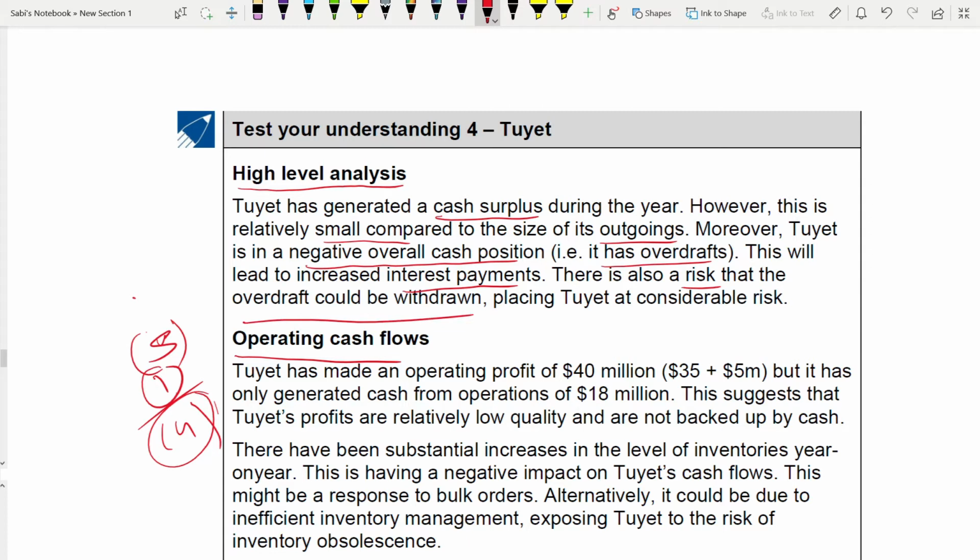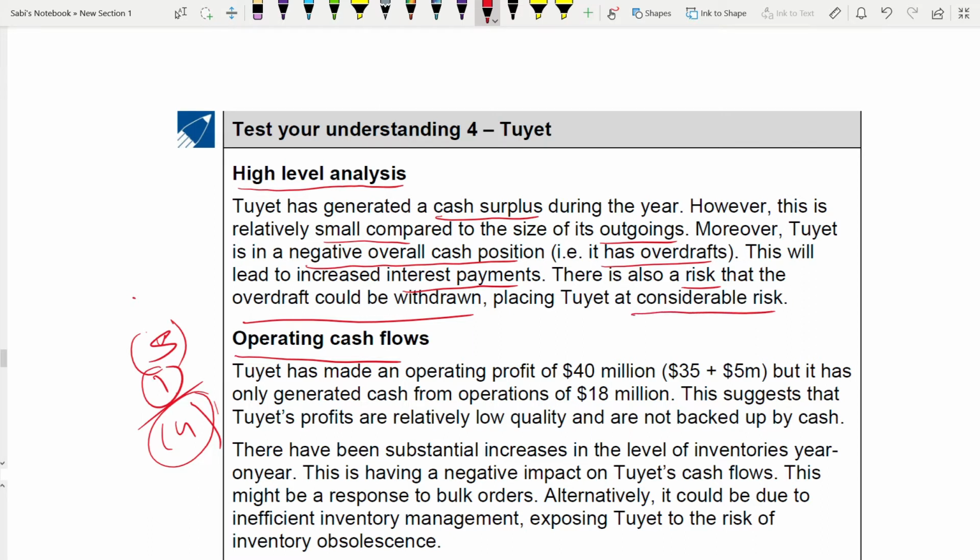Remember the disadvantages of overdraft. Whenever an overdraft is given, remember the consequences of it so that you can write in your answer. One risk is that anytime the bank can say we are withdrawing the overdraft. They are not giving you overdraft anymore. So this will place a high amount of risk. So this is a small summary.